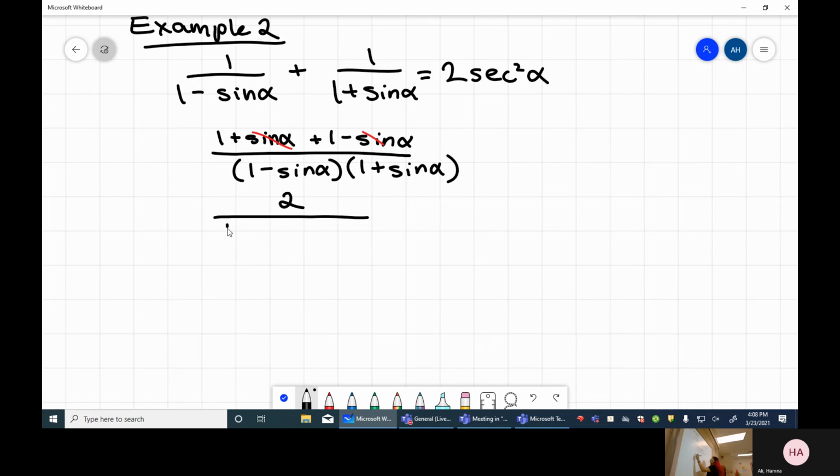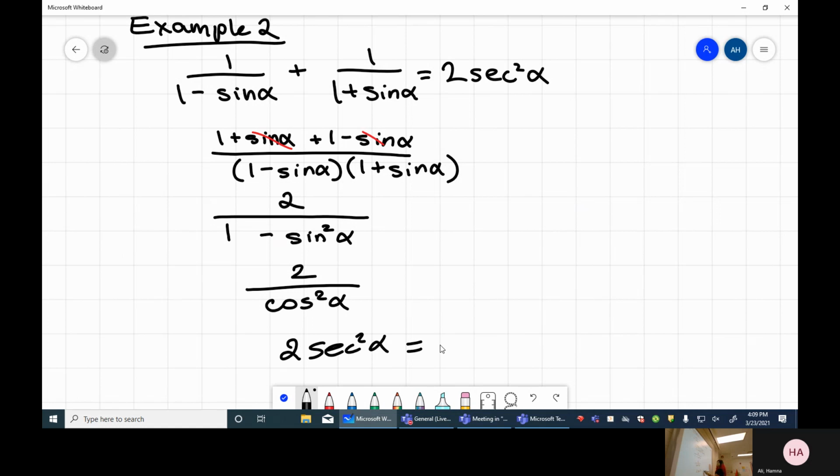So we'll get 1 squared, which is 1. Our inner terms are going to cancel out because we have a plus and a minus. So we'll just get 1 minus sine squared alpha. And we can rewrite that as 2 over cosine squared alpha using our Pythagorean identity. And from there, we can use our quotient identity and we get 2 secant squared alpha, which is equal to the right-hand side that we originally started with. And so we're done from there.